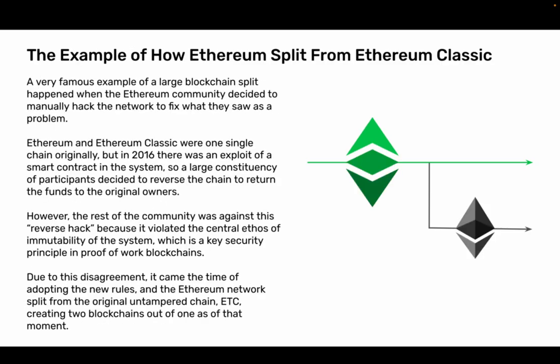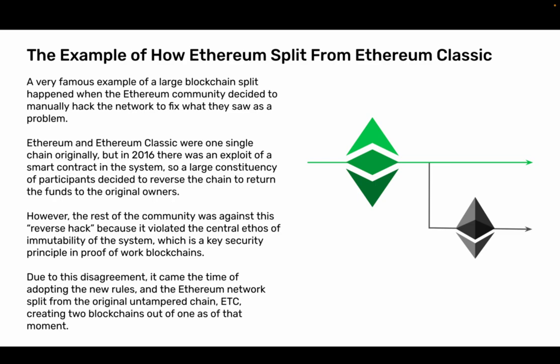The example of how Ethereum split from Ethereum Classic. A very famous example of a large blockchain split happened when the Ethereum community decided to manually hack the network to fix what they saw as a problem. Ethereum and Ethereum Classic were one single chain originally, but in 2016 there was an exploit of a smart contract in the system, so a large constituency of participants decided to reverse the chain to return the funds to the original owners. However, the rest of the community was against this reverse hack because it violated the central ethos of immutability of the system, which is a key security principle in proof-of-work blockchains.